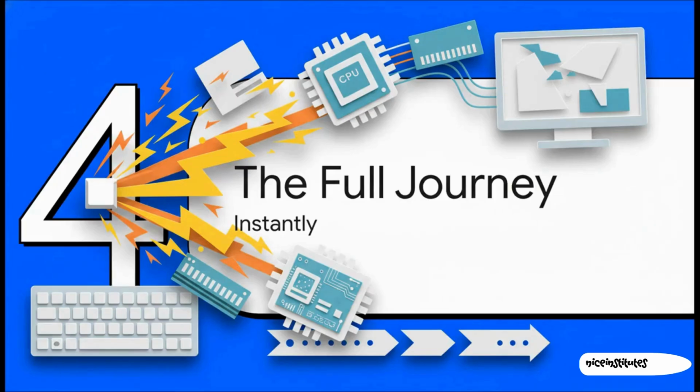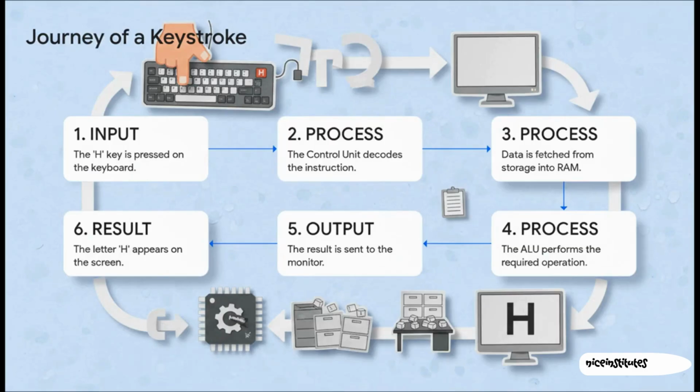Okay, let's put all the pieces together now. We're going to trace the full, ridiculously fast journey of that single key press that we started this whole thing with. So check this out. From your finger to the screen, it's this perfect little dance. First, your keyboard sends the input. The CPU's foreman, that's the control unit, gets the command. It then goes to the filing cabinet, storage, and pulls the data it needs onto the RAM workbench. Then, the calculator, the ALU, does its thing. And finally, the result is sent as output to your monitor, and boom, the letter H appears on your screen. All of it just instantly.